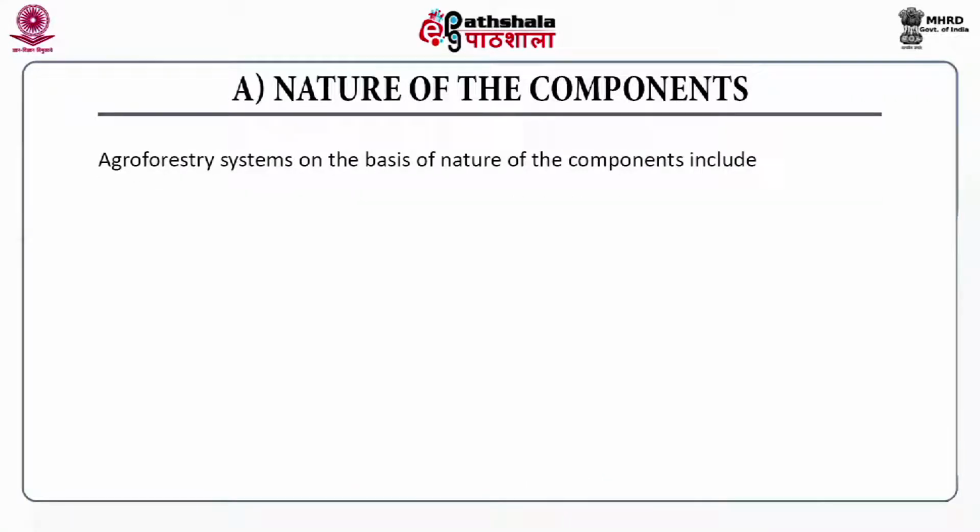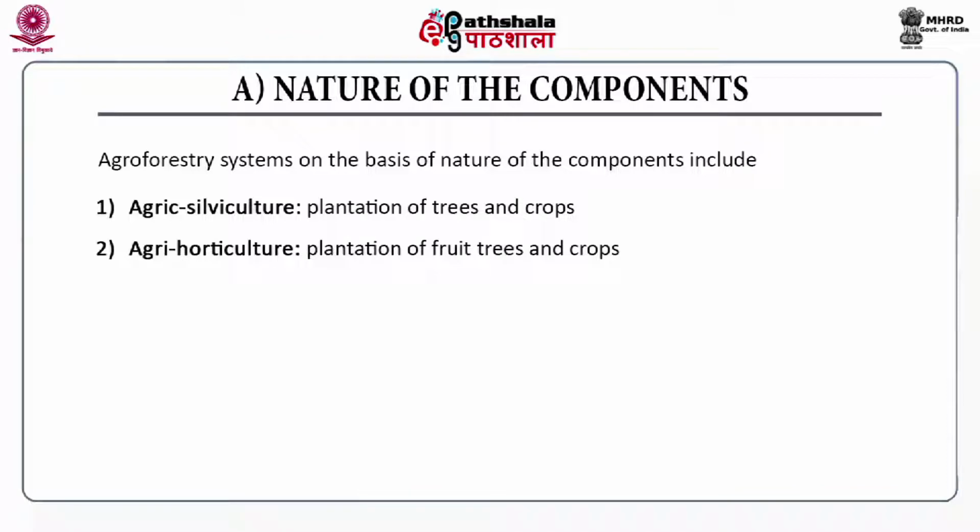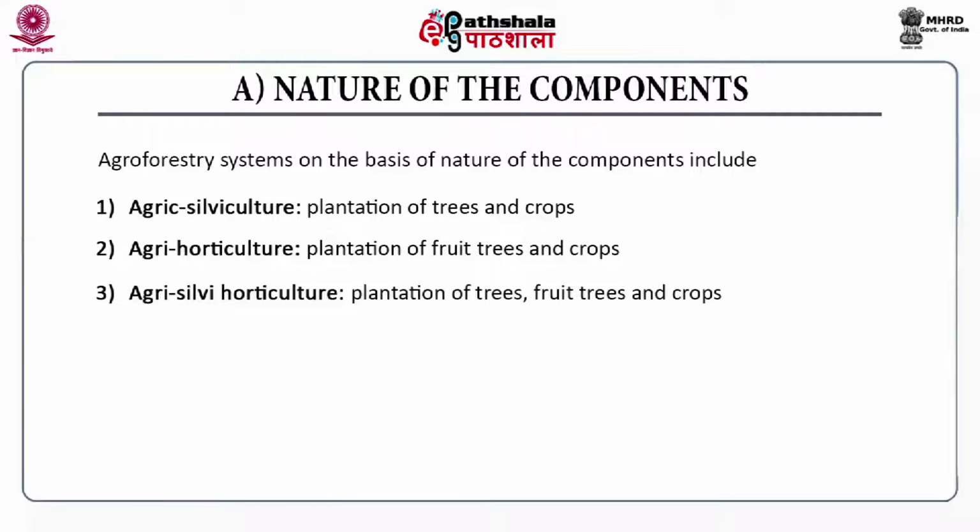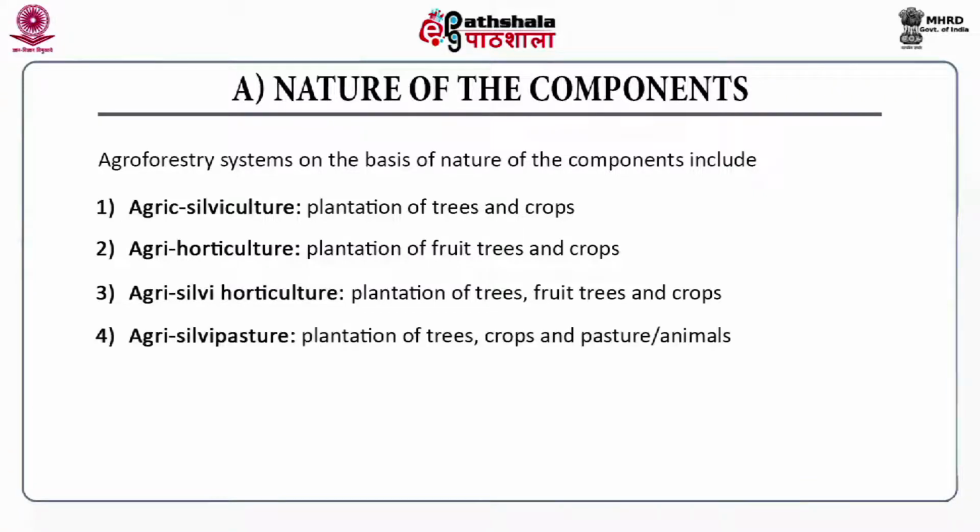Under this classification comes first the nature of the components. Agroforestry systems on the basis of nature of components include: first is agri-silviculture. It includes the plantation of trees and crops. Second is agri-horticulture. It includes the plantation of fruit trees and crops. Third is agri-silvi-horticulture. It includes the plantation of trees, fruit trees and crops. Fourth is agri-silvi-pasture. It includes the plantation of trees, crops and pasture or animals.